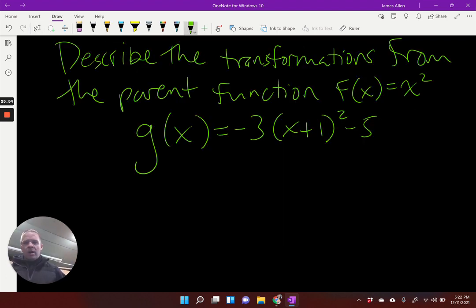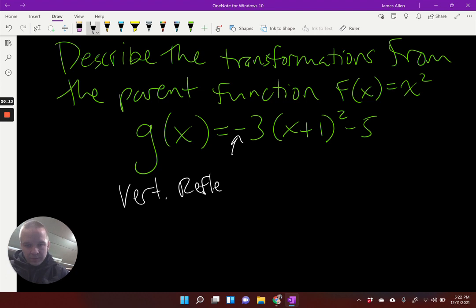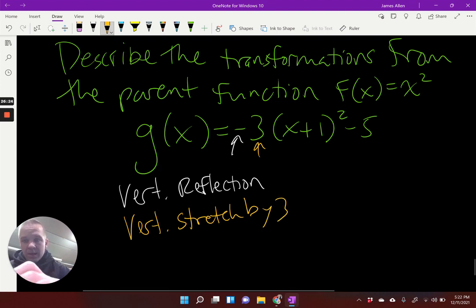All right, describe the transformations from the parent function f of x equals x squared, where we have g of x equals -3, parentheses x plus 1 squared minus 5. So what the heck's going on here? Well, first off, let's go with this. That right there is a reflection, right? A vertical reflection. All right, next one. That right there is a vertical stretch by 3.